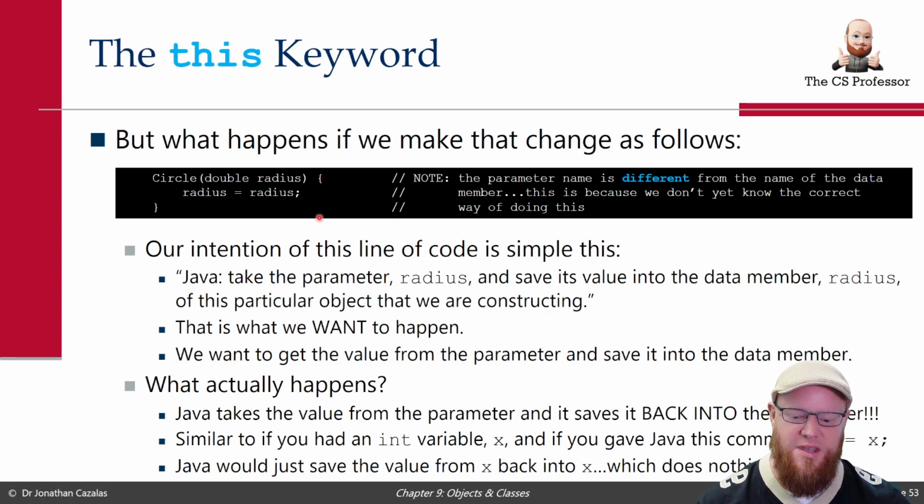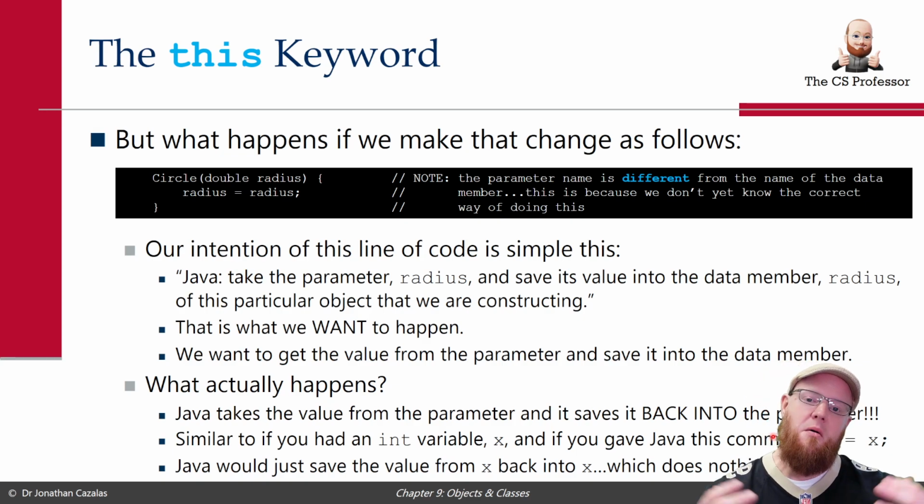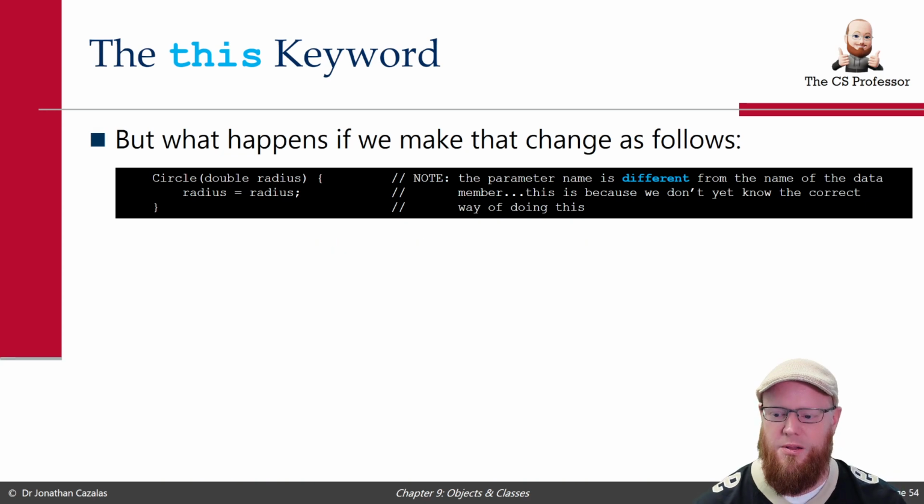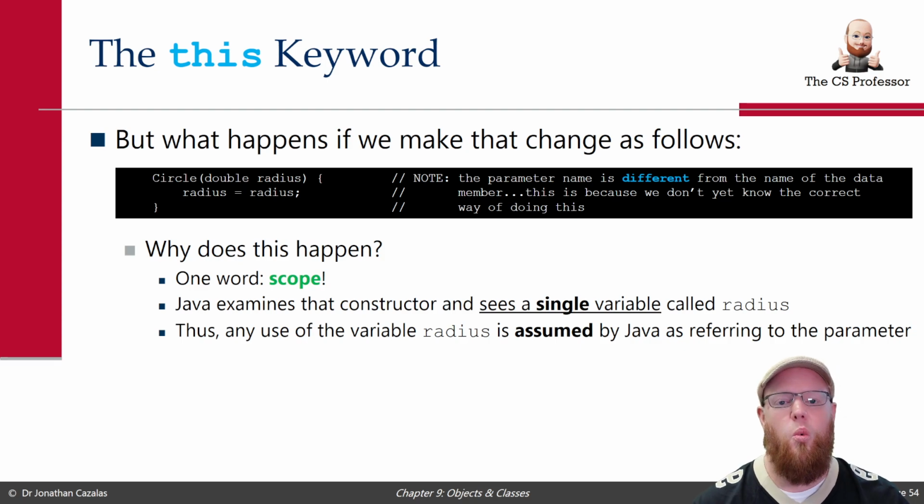Similar to if you had this int variable x and you gave Java the command x equals x. Well, Java would do it for you. Java would think you're a bit crazy, like you've lost your mind, but it would do it. It would save x back into x for you, no problem. But that does nothing. Why does this happen? The key word is scope.